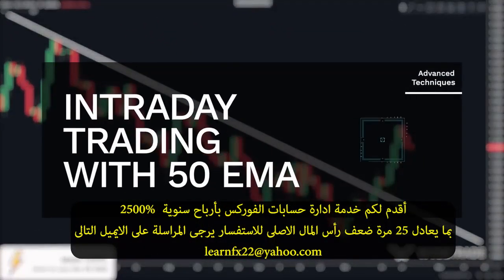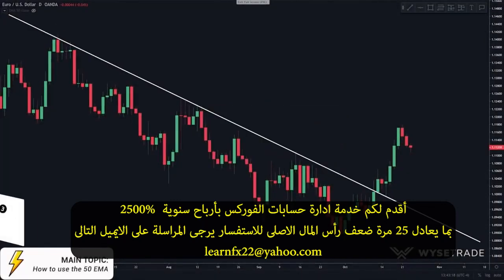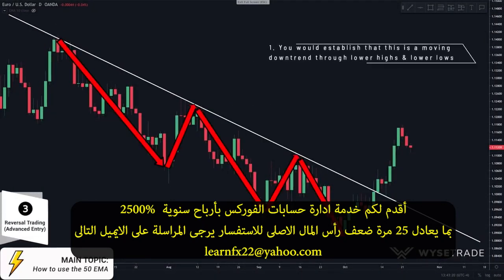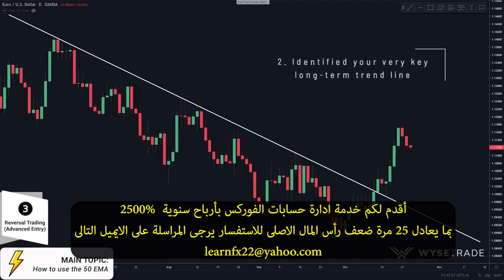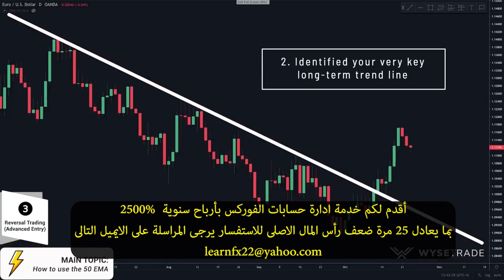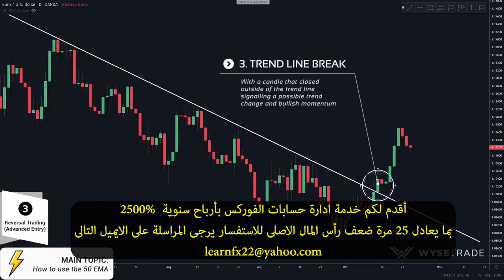Now, in this example, we're going to take this up a notch and use the 50 EMA through the intraday timeframes for a more aggressive early entry. So, here in the daily time frame, you had your clear moving downtrend as price was making lower highs and lower lows. You then would have had your long-term trend line drawn in like this. Price then broke the trend line with a candle close outside of the trend line, which is the first signal of a trend change and giving you a short-term bullish bias.